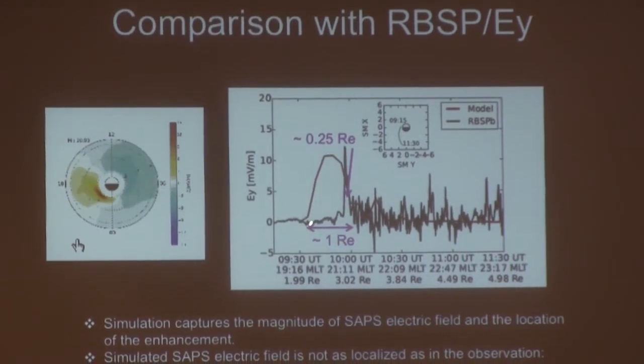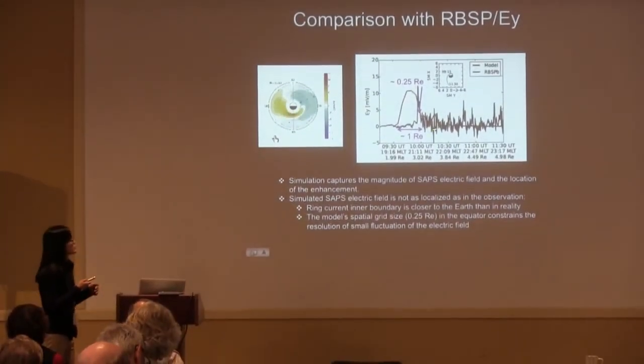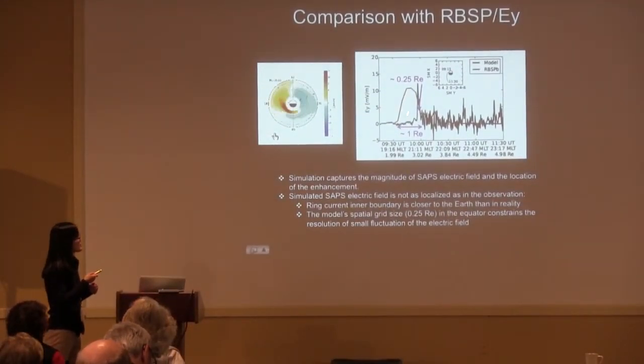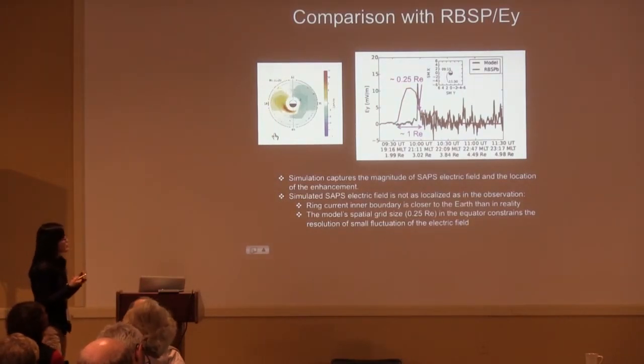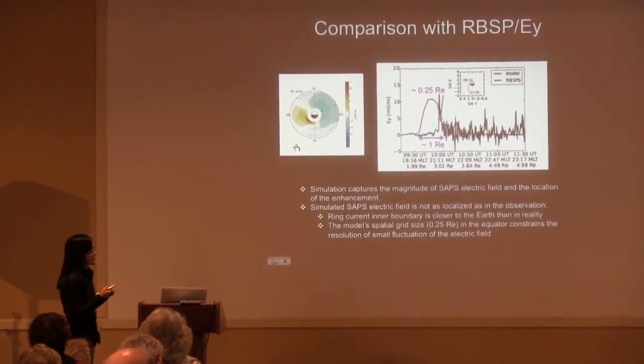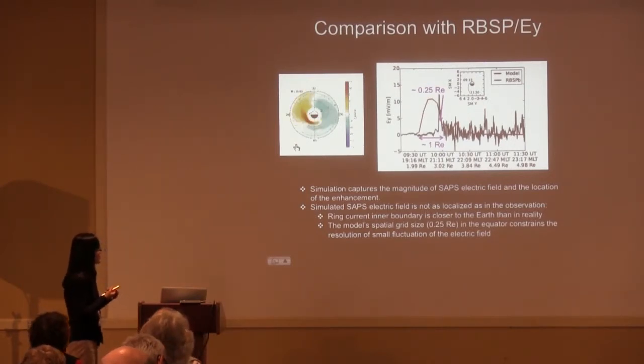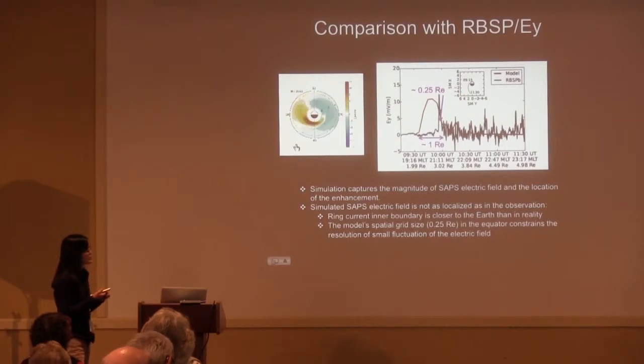One is that in the model, the inner boundary of the ring current is much closer to the Earth, so the region 2 current is closer to the Earth. That's why the electric field is also closer to the Earth. Another reason may be the model itself, because our model at the equator has a resolution of a quarter RE, which means we could not resolve features smaller than or equal to a quarter RE. So in the future, we will probably refine the resolution in space and see whether that improves the comparisons.